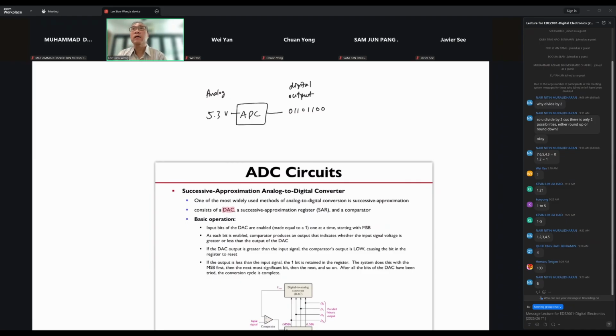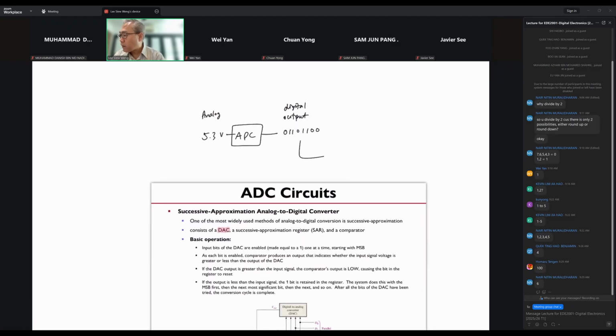Now, what does a DAC do? It takes whatever digital input that you have. Let's say you go through a DAC, you recover back the approximated voltage. Take note, it's the approximated voltage, it's not the actual voltage. So you go back into the analog world. Maybe you approximate to 5.25. This is what we call the digital to analog converter.